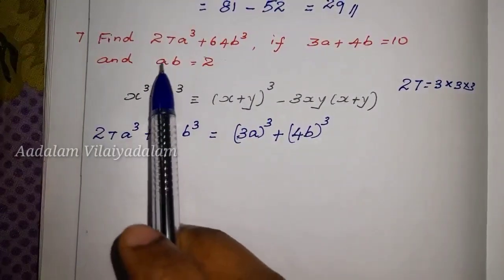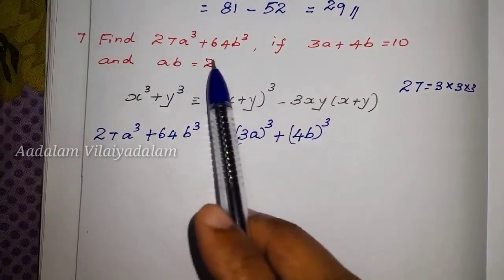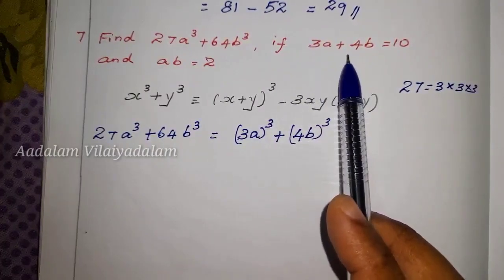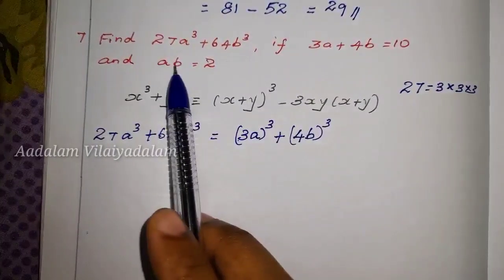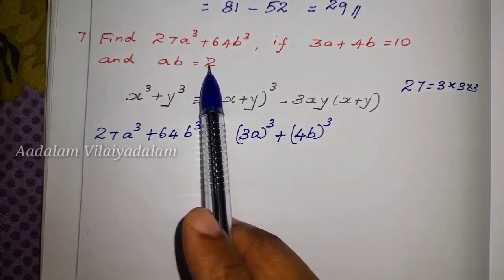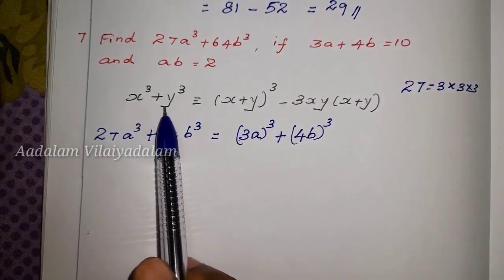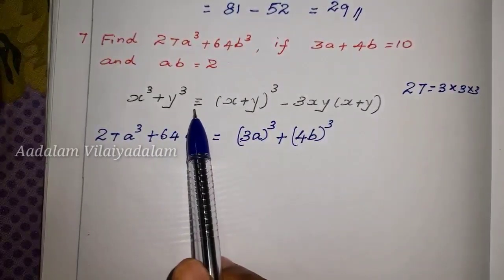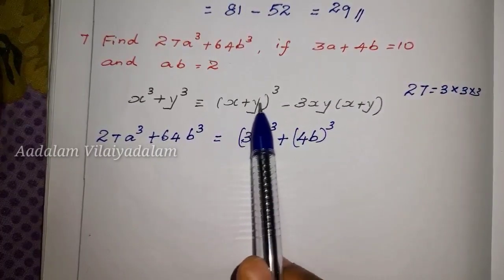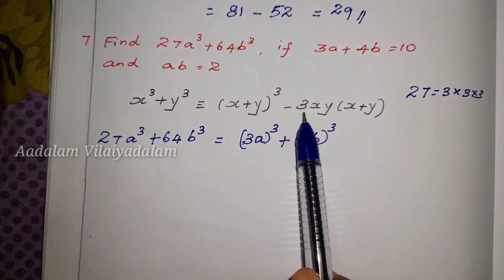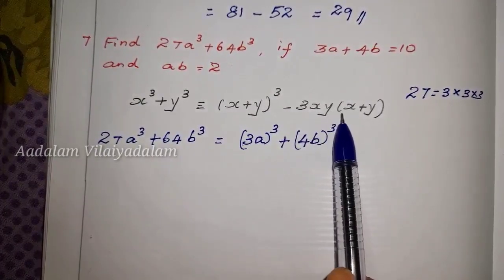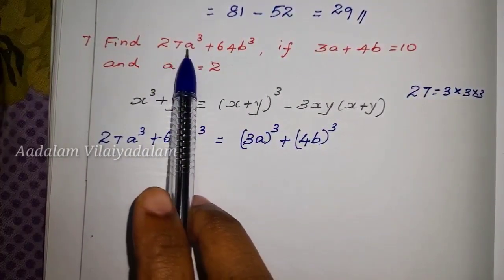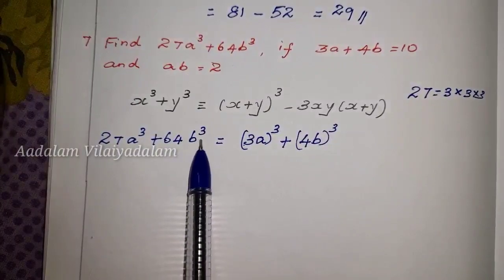Seventh question: find 27a cube plus 64b cube if 3a plus 4b equal to 10 and ab equal to 2. So we know the x cube plus y cube formula. Here x cube plus y cube is identically equal to x plus y the whole cube minus 3 into xy into x plus y. So we have to find the value of 27a cube plus 64b cube.